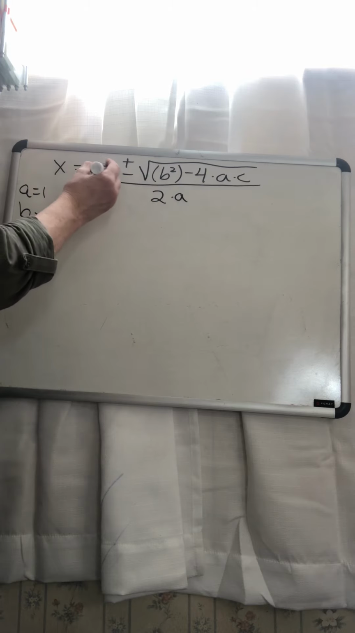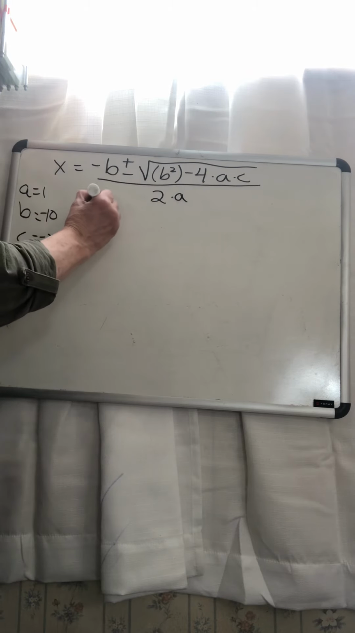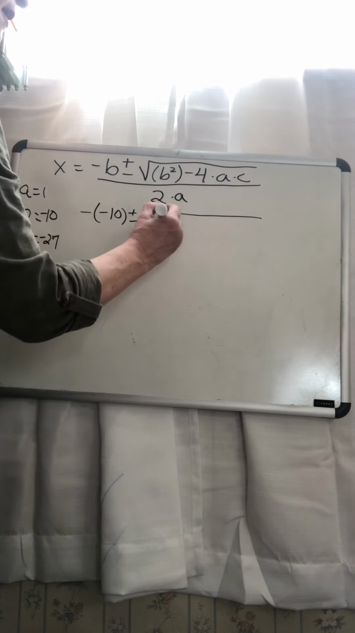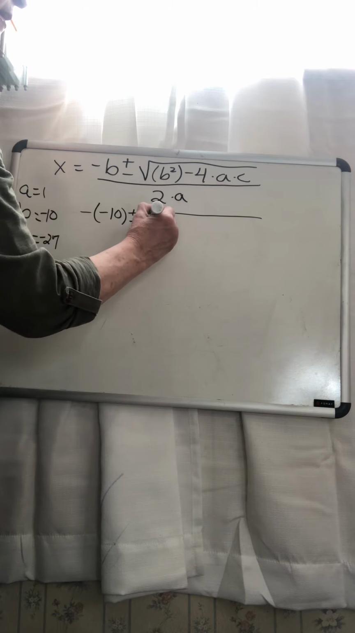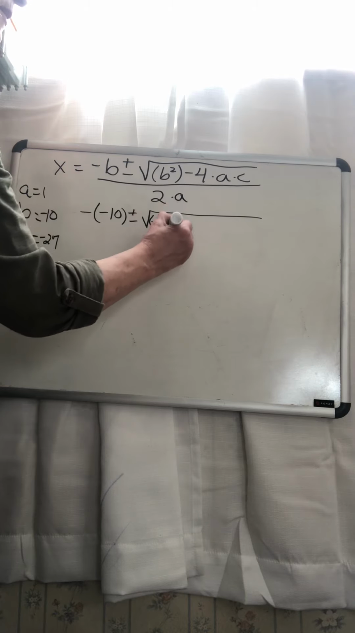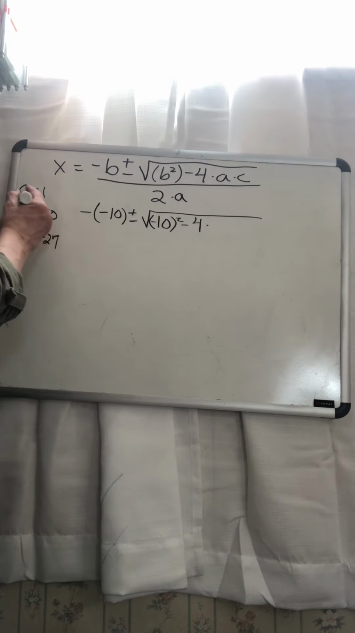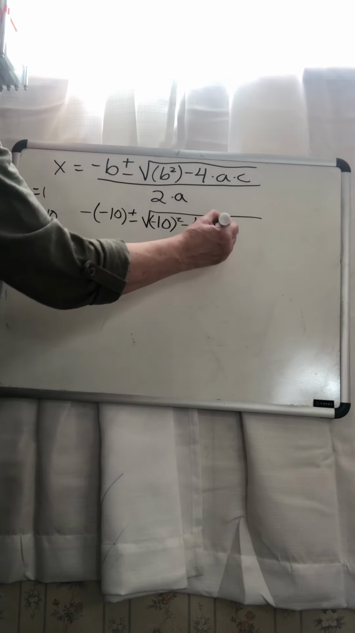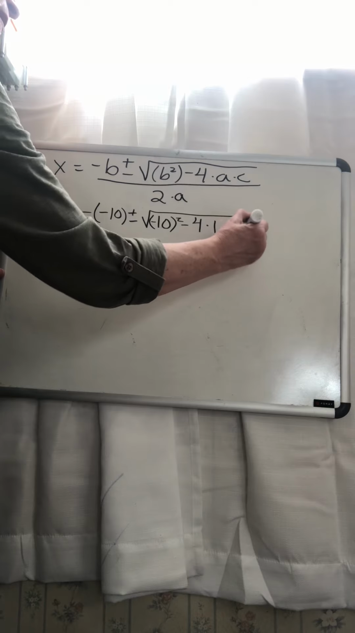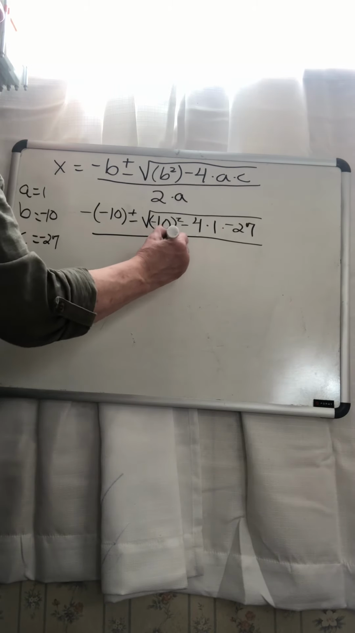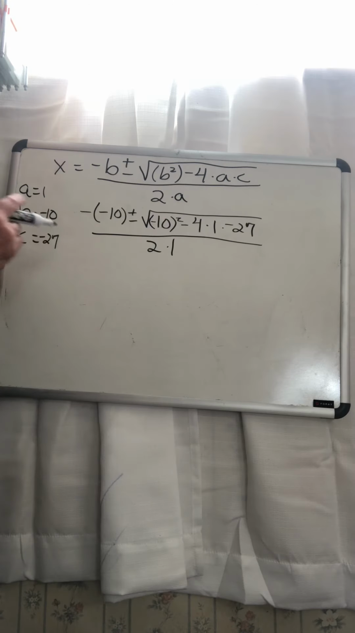So we have a negative b, so we've got a negative in front of a negative b, plus or minus the square root of b squared, negative b squared, so that needs to be in parentheses, minus 4 times a times c, divided by 2 times 1. Okay.